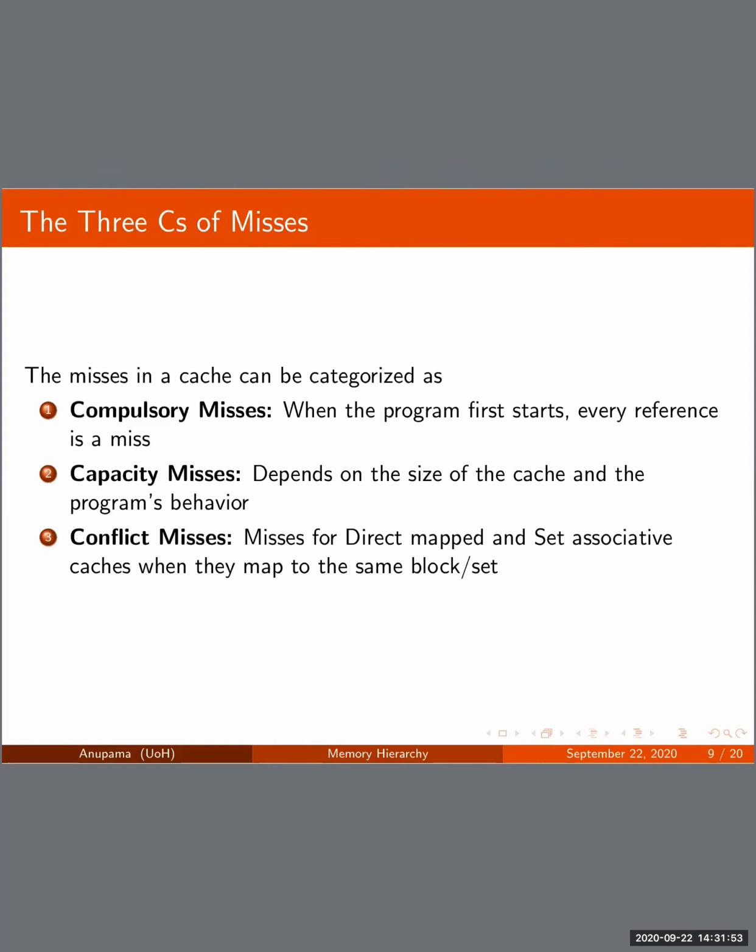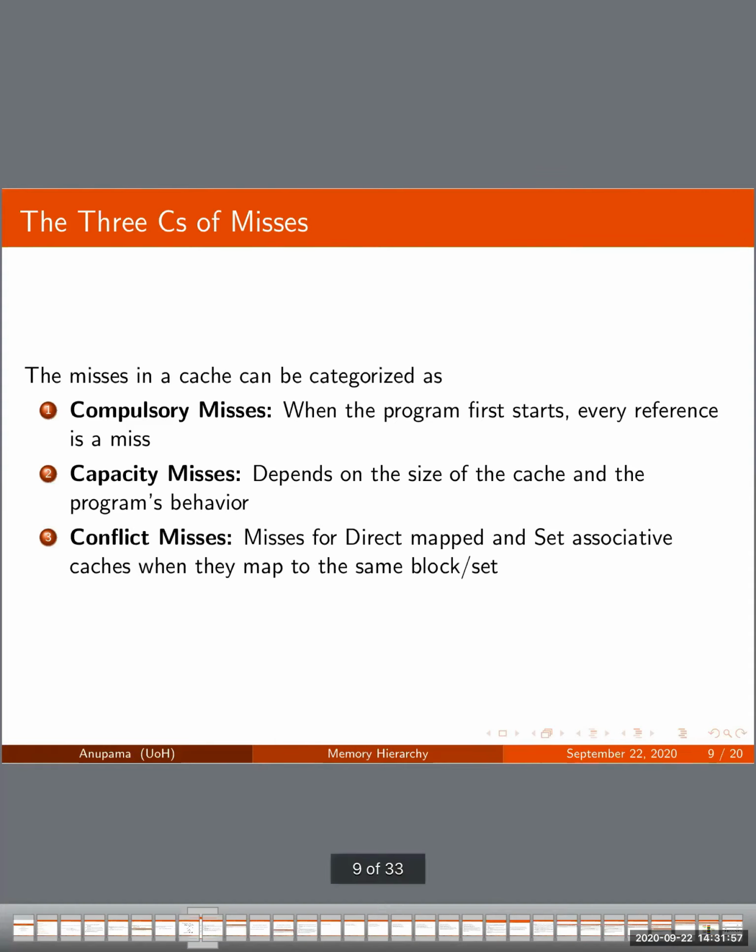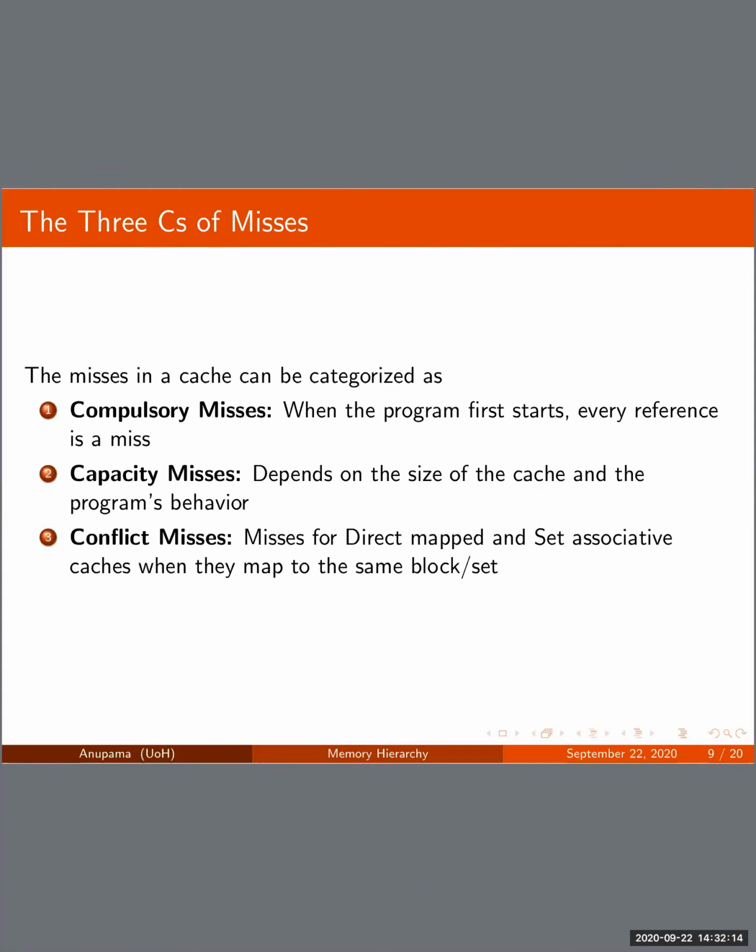Because I said here programs behavior, that's what I'm saying. Okay, memory application needs, can you be a little more precise about how it's defined? Because I said capacity misses depend on the size of the cache and the program's behavior. Okay, what do I mean? Why should programs behavior matter?